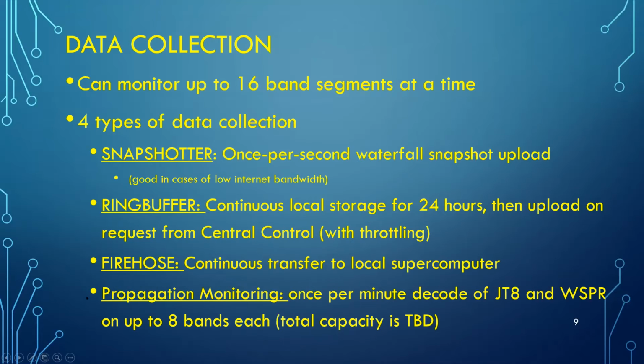Finally, propagation monitoring. This is a once per minute decode of FT8 and WSPR on up to 8 bands. This is quite similar to the similar functionality on the Red Pitaya using the Pavel Demin software. It works very much like that in that once a minute it does a decode of whatever channels you have configured, and it gives you a list of what it's heard in terms of spots. So what stations have I heard? That allows you to determine their location, and from that you can determine propagation.